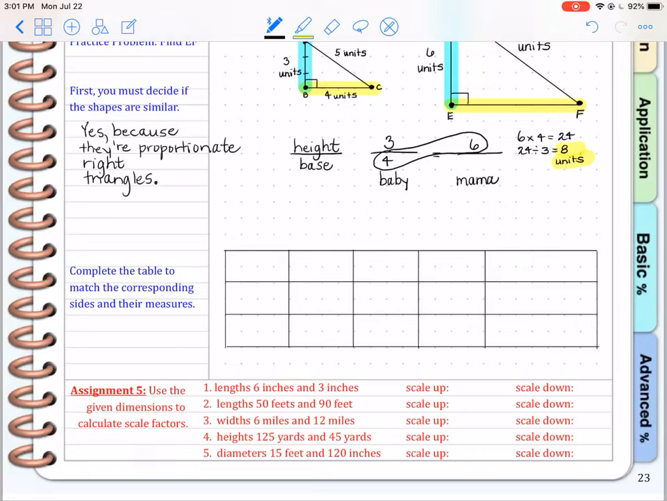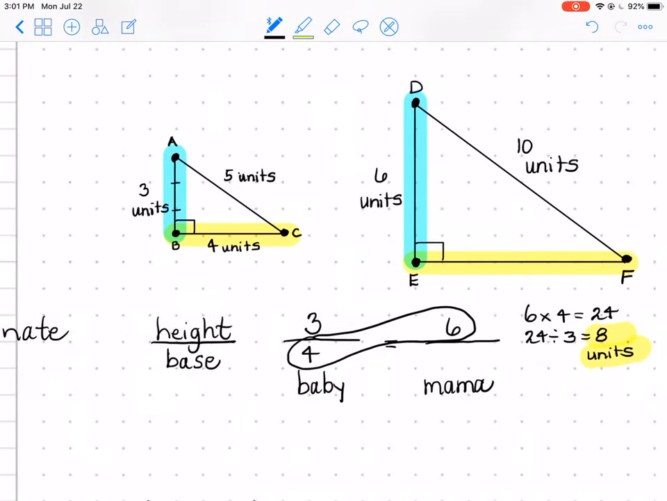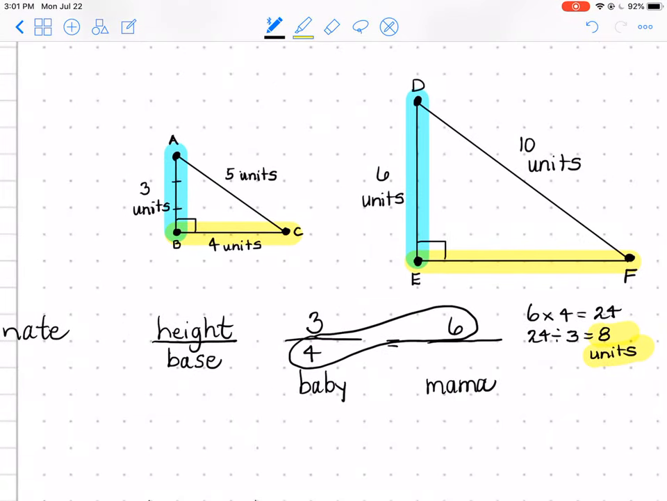Welcome back to the rest of this lesson. We need to talk about scale factor and how to calculate that. So I'm going to zoom in right here and let's focus on mama and baby again just a minute.